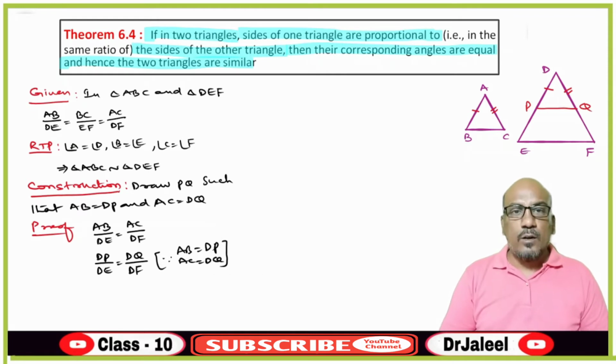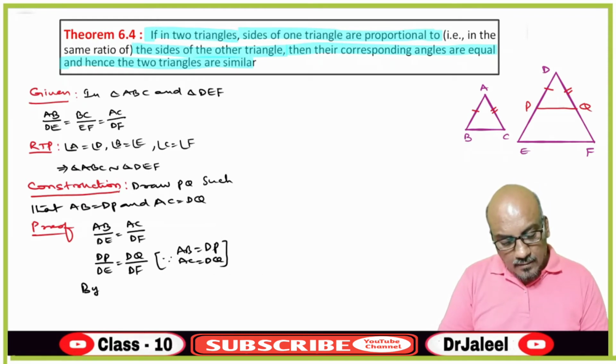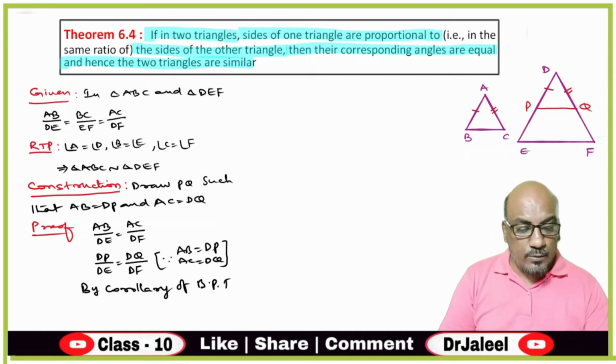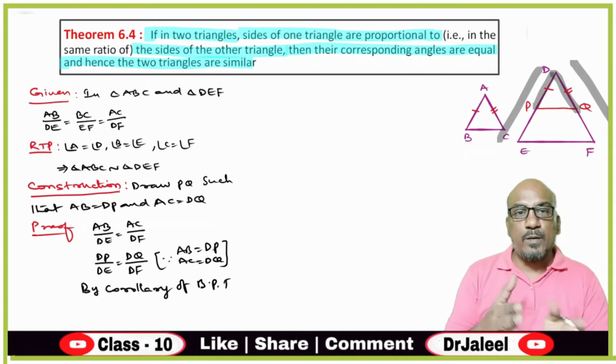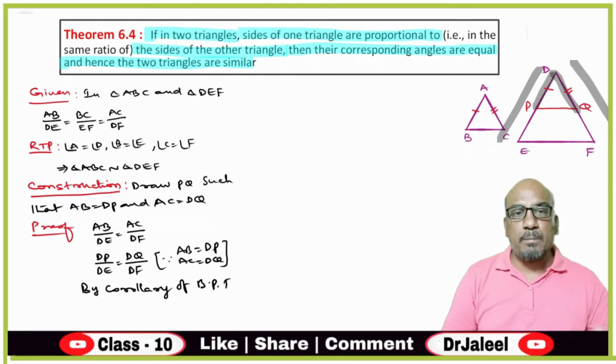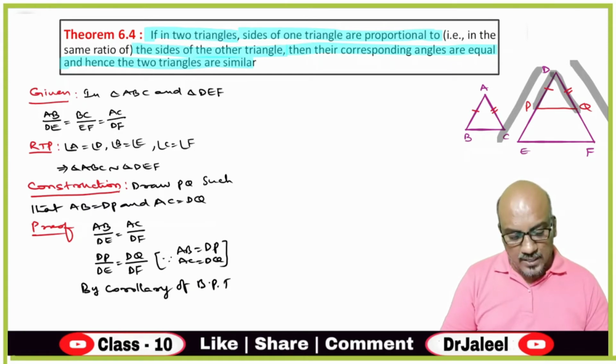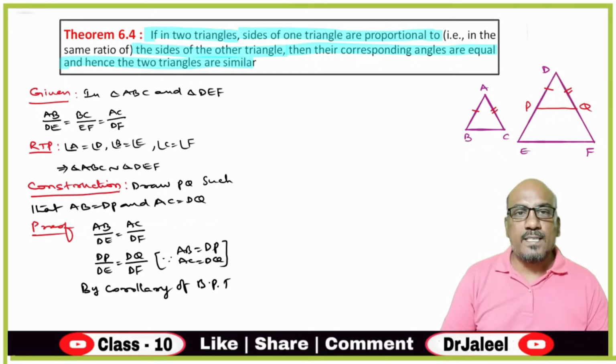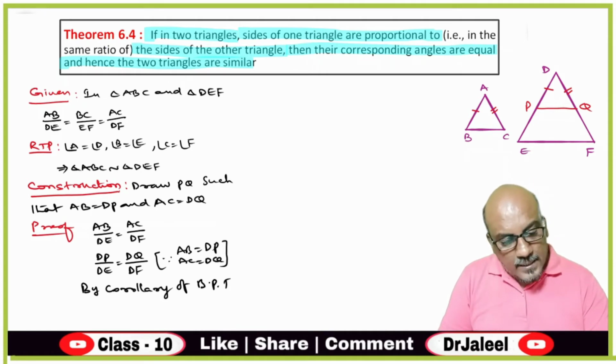So now children, what can you say? By corollary of BPT. Why are we using the corollary? Because part of the side by whole side is equal to part of the side by whole side. If it is part by part is equal to part by part, we will go for BPT, the basic proportionality theorem. But here part by whole is given, so we are going with the corollary of the basic proportionality theorem. So by using this corollary of BPT, what can you say? This PQ is parallel to EF.